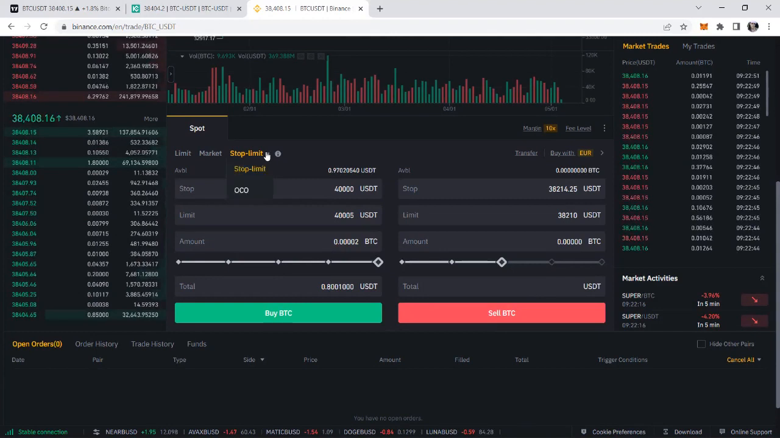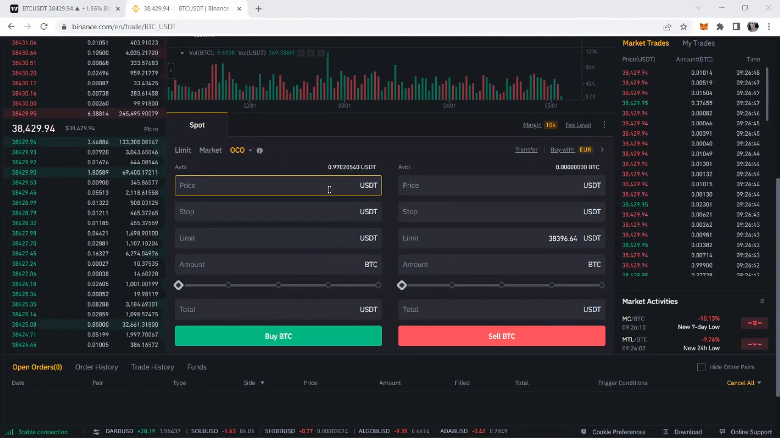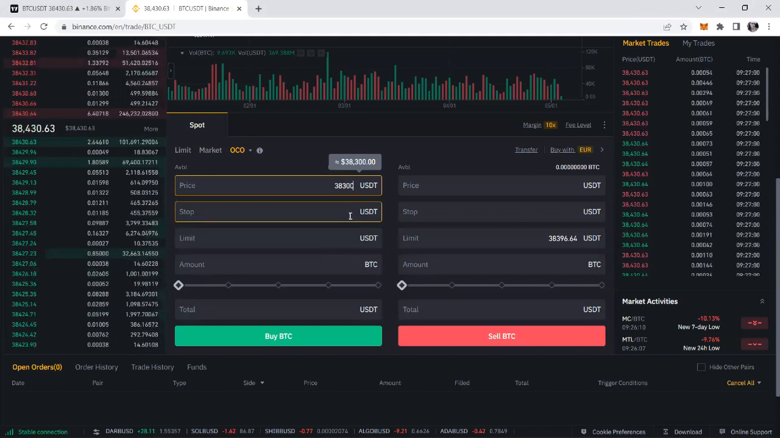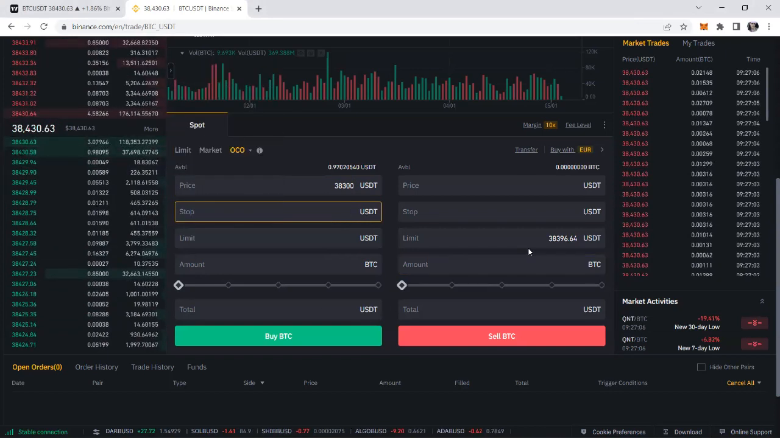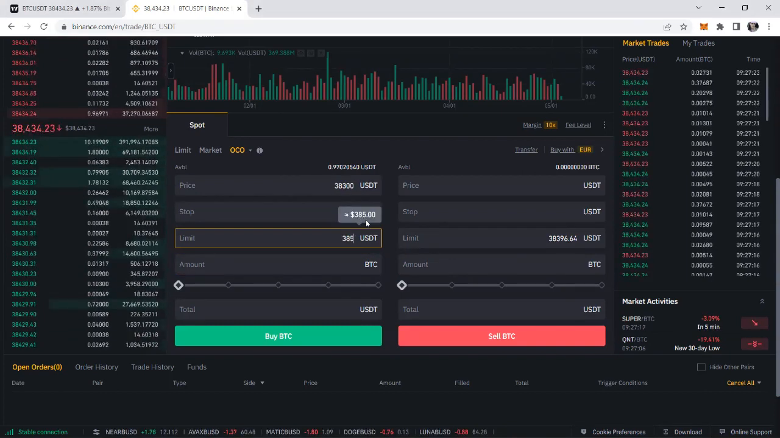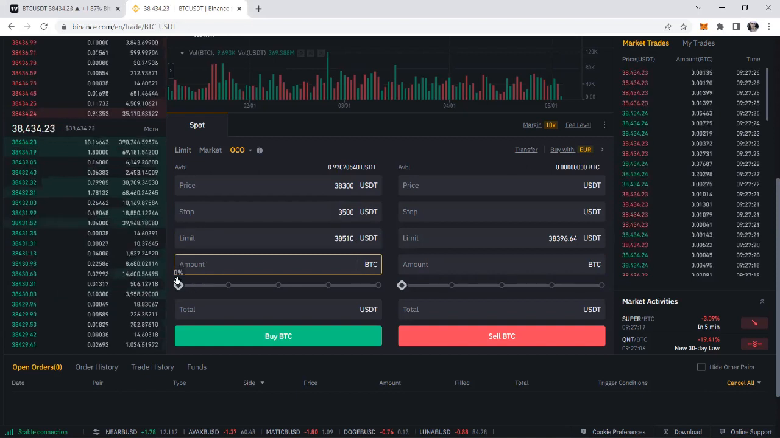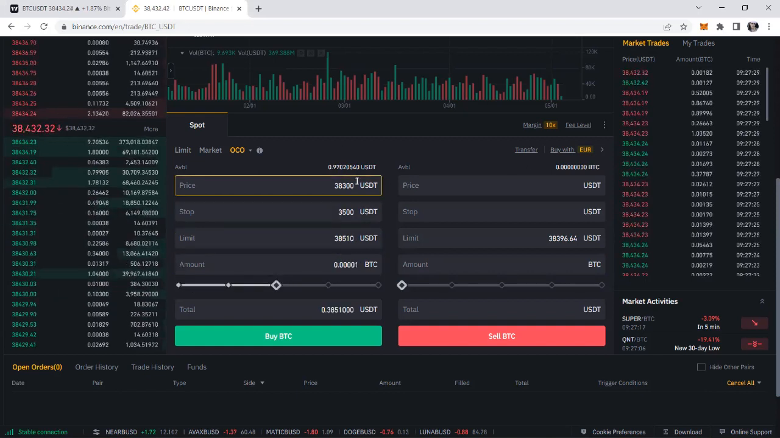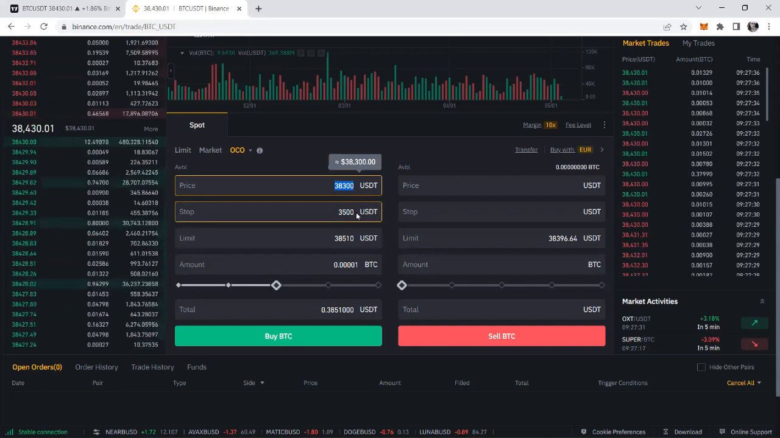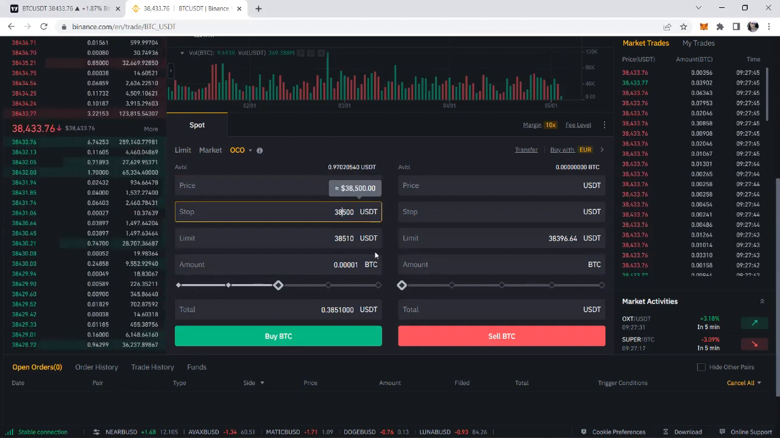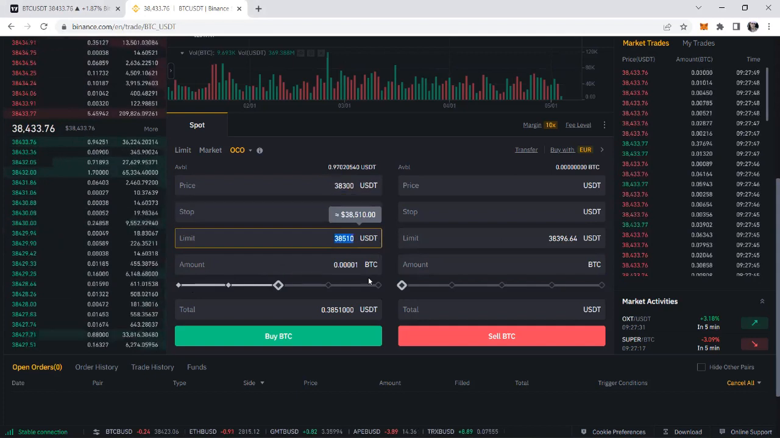Binance does have other nicer things than KuCoin. We have an OCO. Say, for instance, I want to buy Bitcoin at 38,000. If Bitcoin drops to 38,300, that's the price I want to get in. But now I know that there's a lot of resistance at 38,500. So if it breaks 38,500, then I want to get in at 38,510. And then I select the amount of Bitcoin that I want to buy. So this means that if the price goes down to 38,300, it will buy it. If the price goes above 38,500, then I want to get in at 38,510.